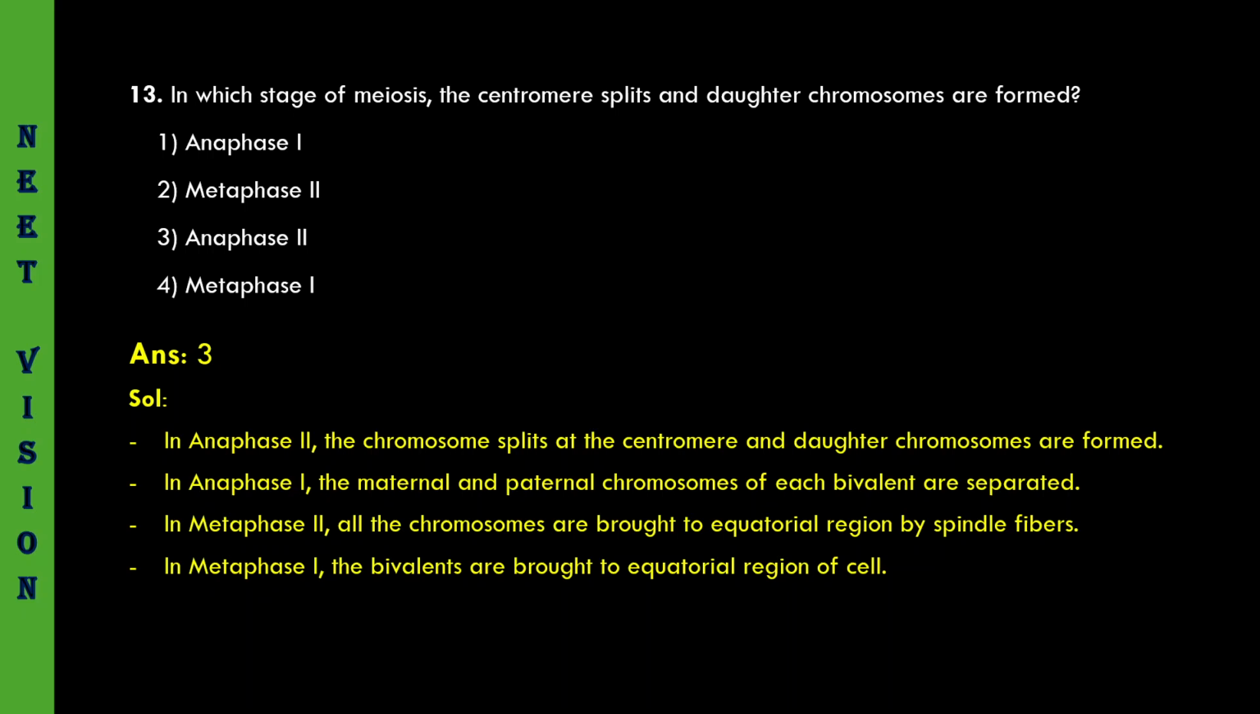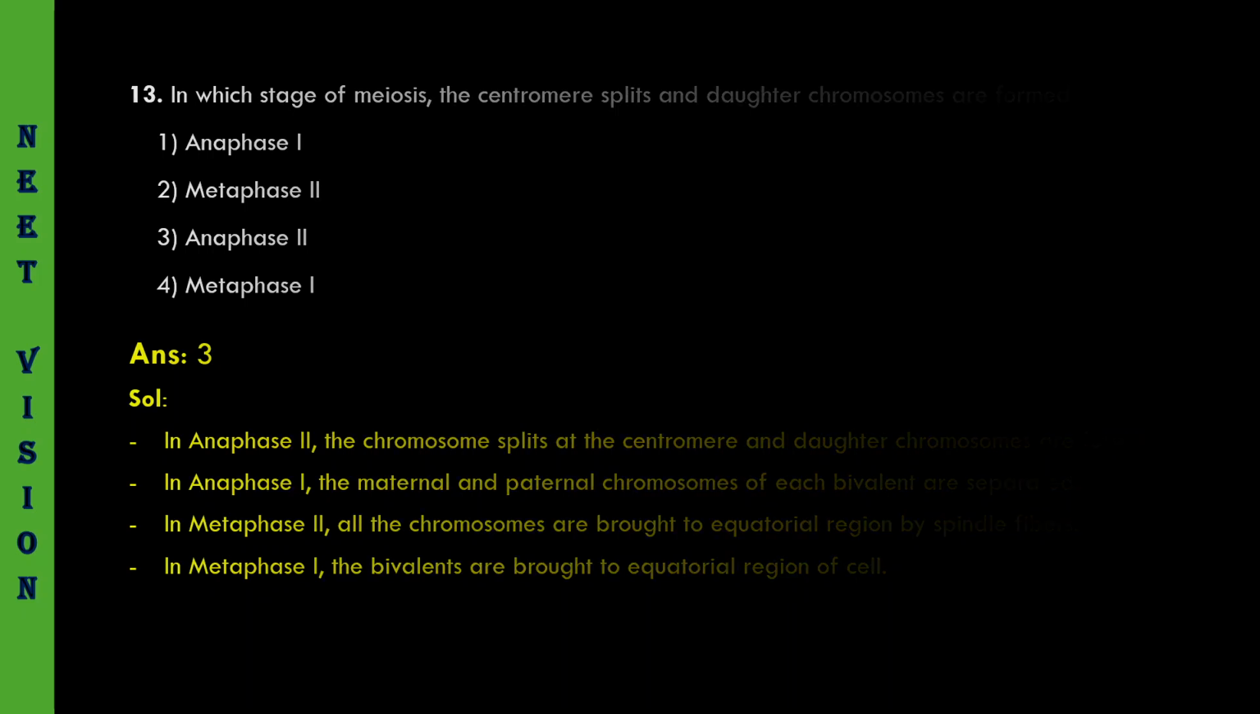In anaphase 2, the chromosome splits at the centromere and daughter chromosomes are formed. In anaphase 1, the maternal and paternal chromosomes of each bivalent are separated. In metaphase 2, all the chromosomes are brought to the equatorial region by spindle fibers. In metaphase 1, the bivalents are brought to the equatorial region of the cell. Coming to the next one.